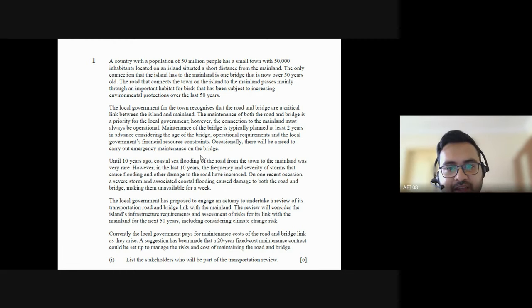The only connection that the island has to the mainland is one bridge, which is now over 50 years old. Okay, so there's only one way that you can travel from the mainland to that island, which is one bridge. And that particular bridge was created over 50 years back. So it's pretty old in that sense. So I can get some sort of insight. They'll start talking about the bridge maintenance. I'm expecting something along those lines to definitely come because the bridge is already old.